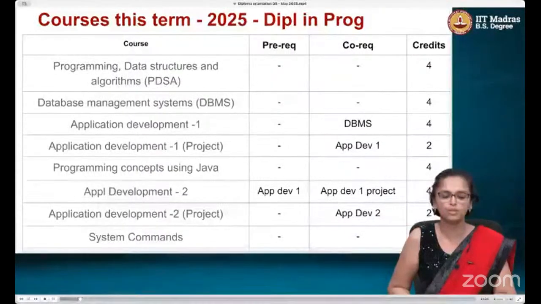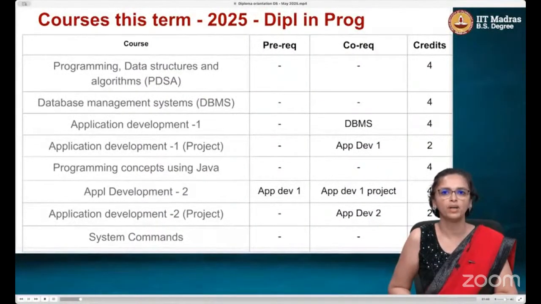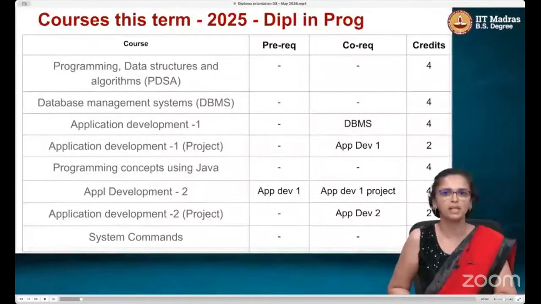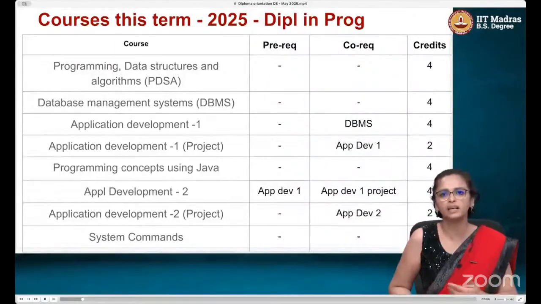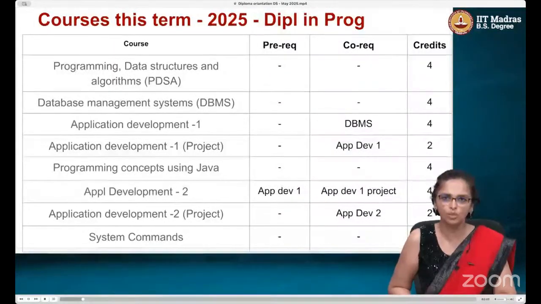And then of course you have the 2 projects, AppDev 1 project and the AppDev 2 project. The core requisites and the prerequisites are given for each course here. Core requisite means you have to take the core requisite course either before or along with the other course for which it is a core requisite.